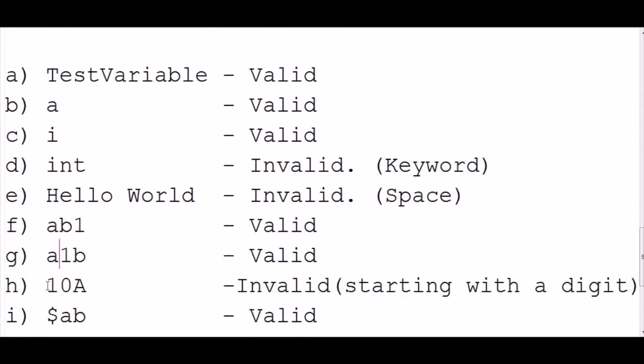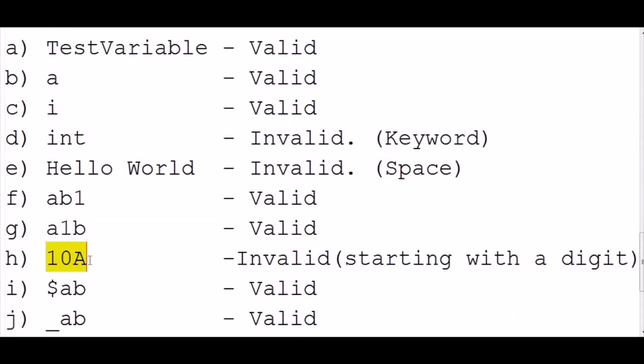Whereas if you see the next identifier, it is 10A. In the sense, the identifier is starting with a digit. It cannot start with a digit. Identifiers should start either with an alphabet or dollar sign or underscore. Alphabet, dollar sign or underscore. Whereas here it is starting with a digit, so this is invalid.